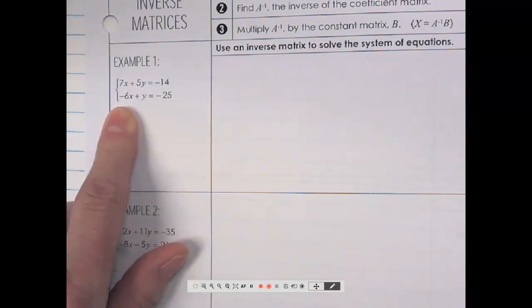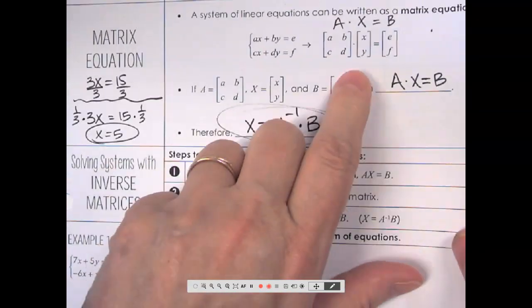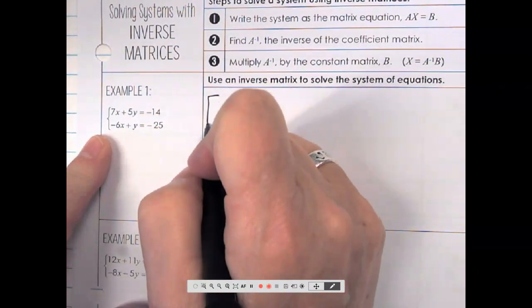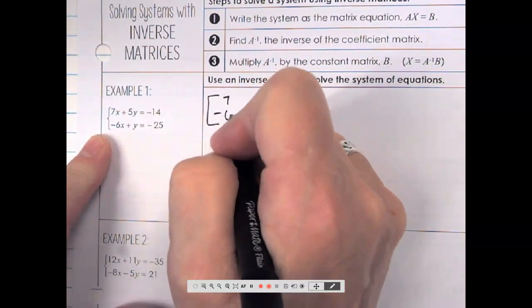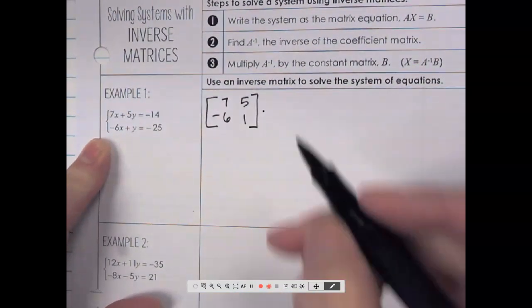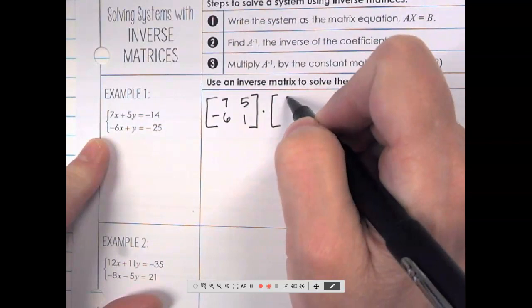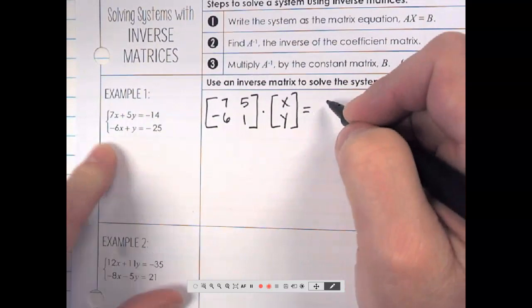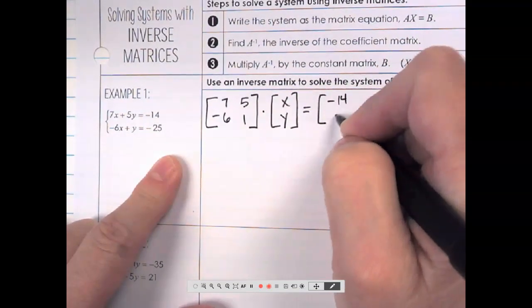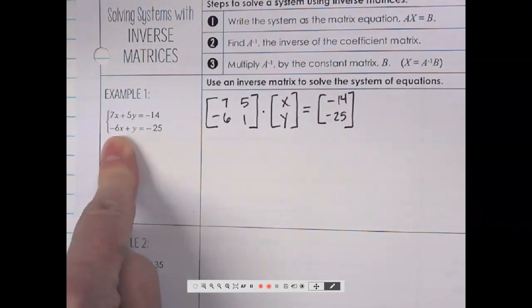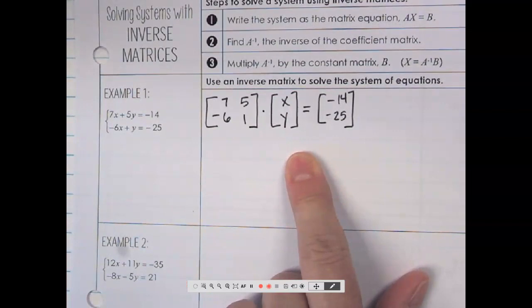First thing I'm going to do, just like we've been doing, make sure the x's are lined up, the y's, the equals, the constants, and then I'm going to convert it into an equation like this. Okay, so my first matrix will consist of just coefficients times x, y, the variables, equals -14, -25, which is the constants. So I just translate that normal set of equations into this matrix equation.